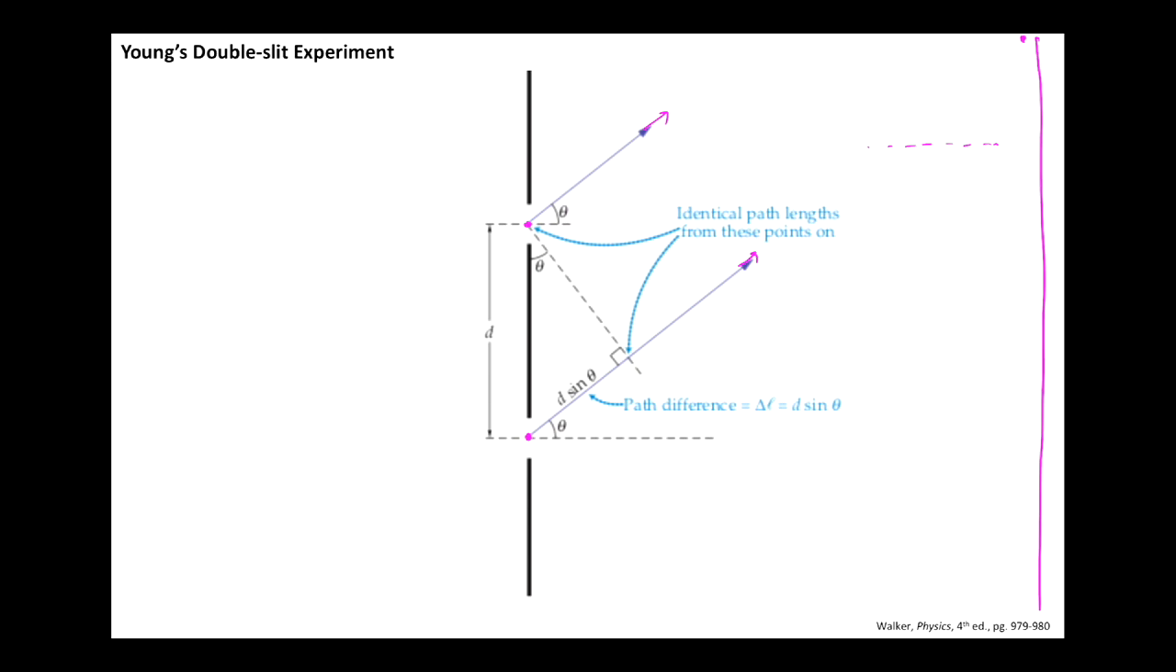We are making the assumption that this screen is very far away compared to the distance between the two slits. So in other words, we could say that L, which is the distance to the screen, is much, much greater than d, which is the separation of the two slits.